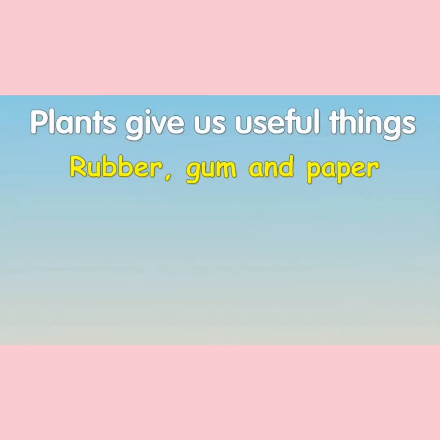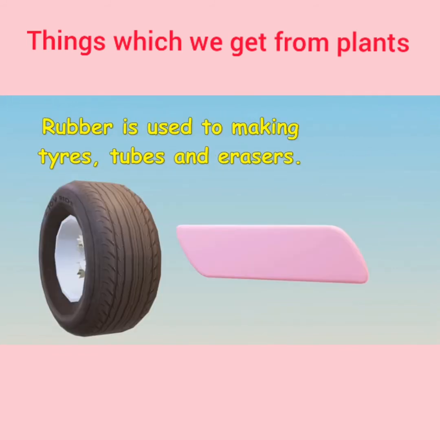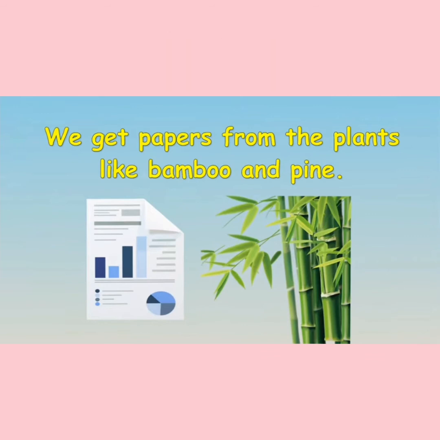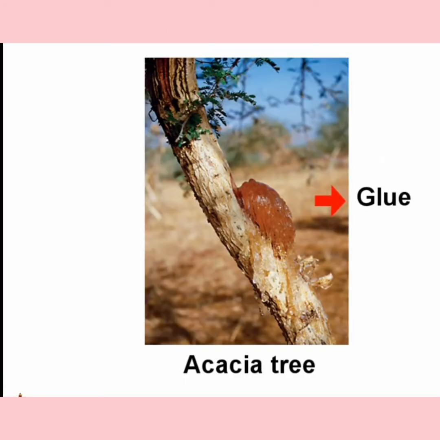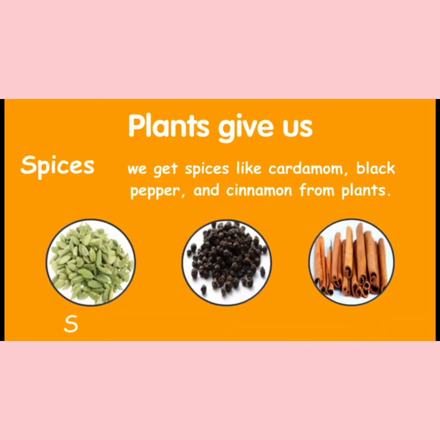We get rubber, gum and paper from plants. Gum is used to stick pictures and many other things. Rubber is used to make tires, tubes and erasers. We get paper from plants like bamboo and pine. We get glue from acacia tree. We get tea, coffee and sugar from plants. We get spices from plants.